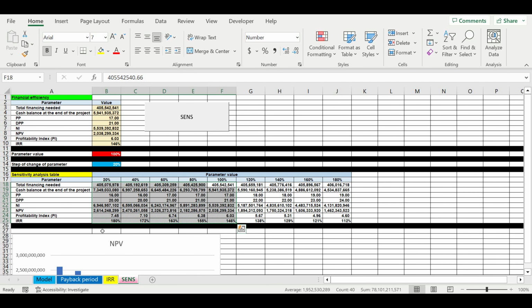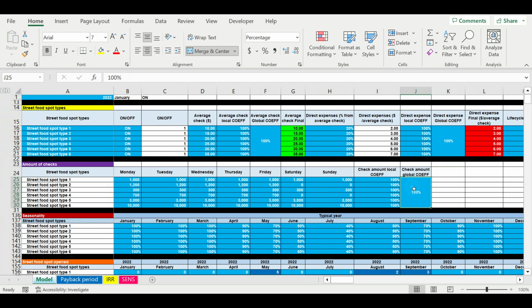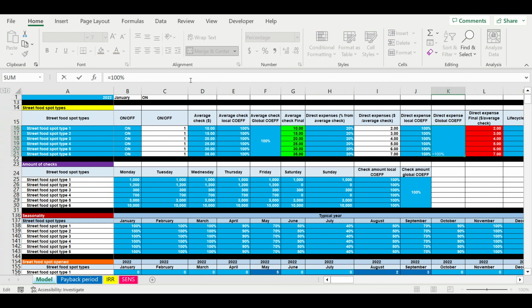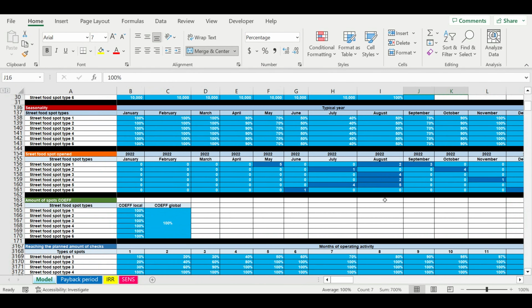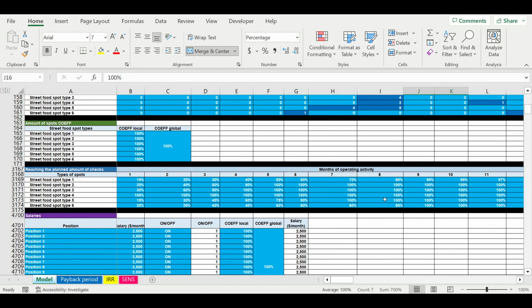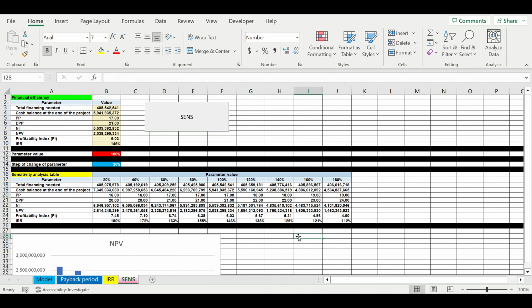And usually entrepreneurs want to add this coefficient to a huge list of parameters. So when they are done with the financial model, they start playing with these coefficients, with their basic values, and they see what will happen to financial efficiency if this happens, that happens. That's why I decided to show you all these instruments, so maybe you will start looking at your business idea a different way.